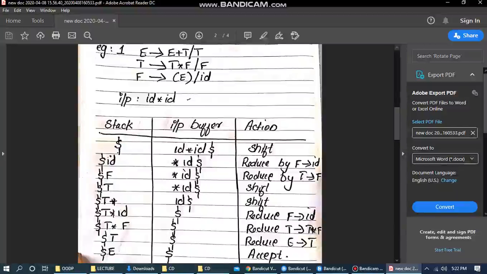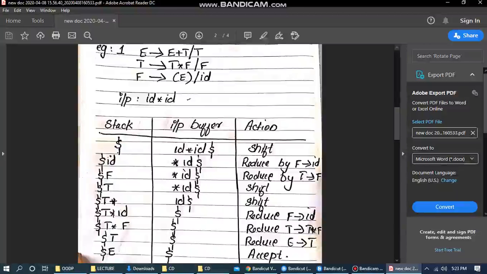In order to perform shift reduce parsing, you have to construct a table. In that table you have to include the first column with stack, the second one input buffer, and the third one the action to be performed. In the stack you begin with a dollar, which indicates the bottom of the stack, and the input buffer is the input string. Just copy the input string as it is and also add a dollar symbol along with the input stream in order to indicate the end of the input.